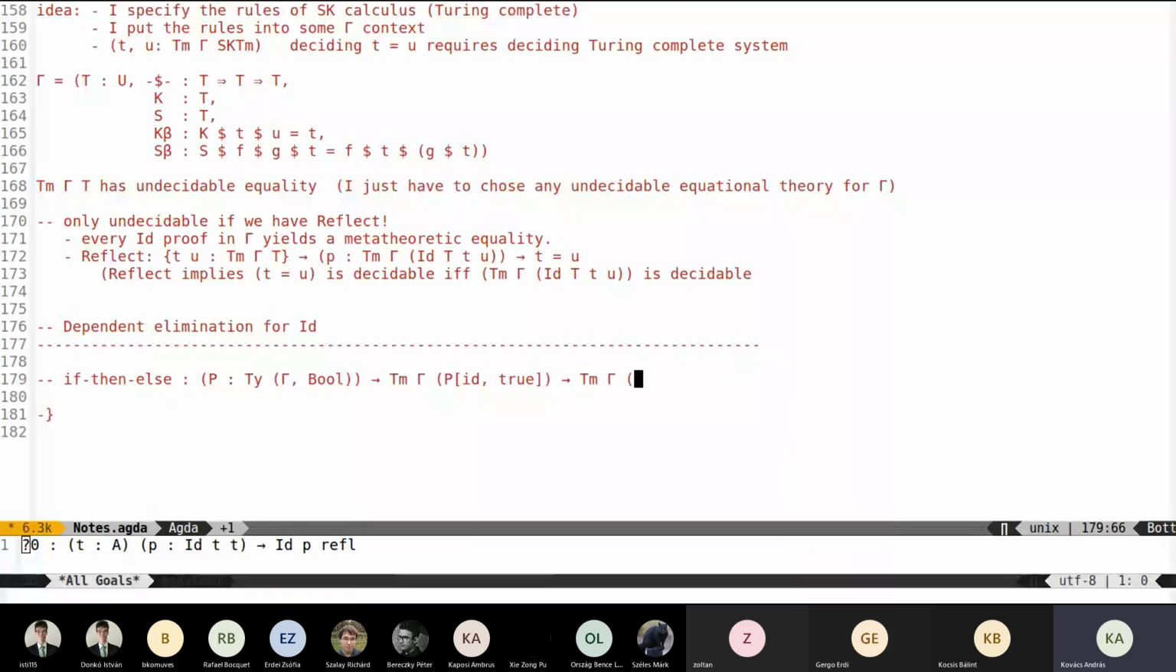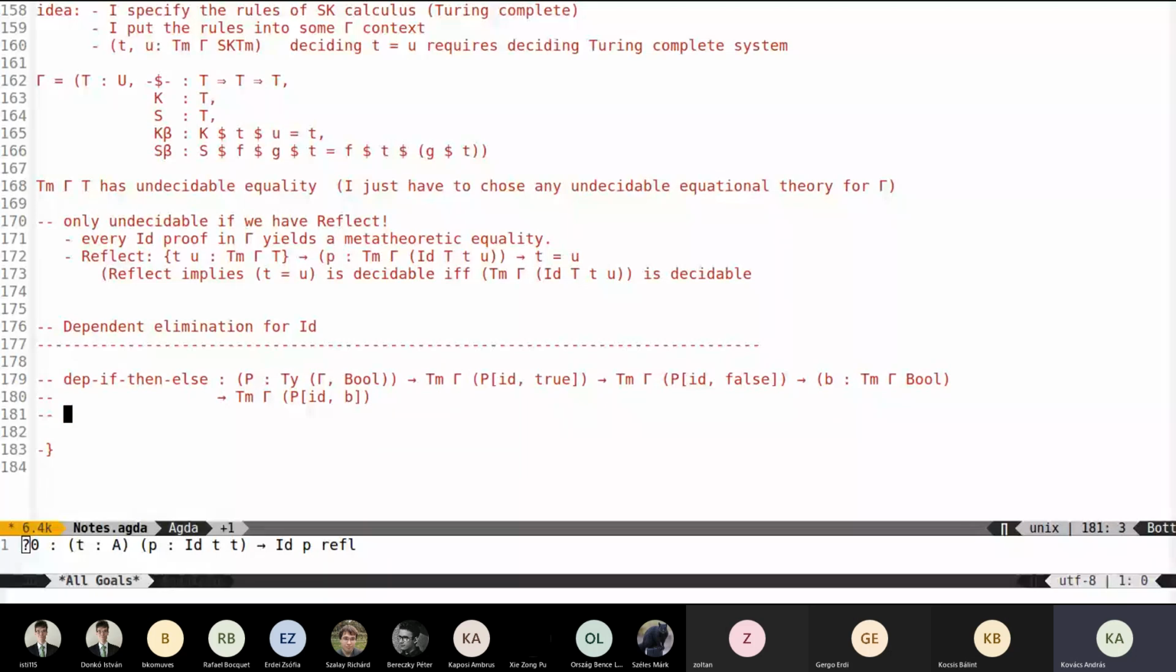so there is some type which depends on the bool, and if we can prove this P for true, and we can also prove this P for false, then we can take any B, which is a Tm gamma bool, and we can also prove P for this B. So this is the dependent if then else. The non-dependent if then else is just a way of doing recursion on bool, and the dependent one is a way of doing induction on bool. So we want to prove some statement, and we have to consider two cases: when the bool is true and when the bool is false.